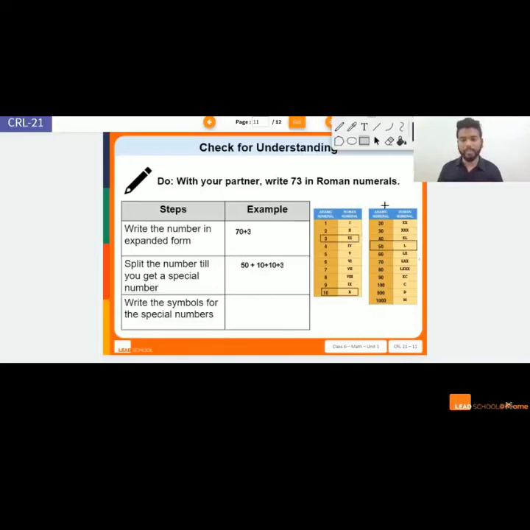Great. Now, my next job is to write this Arabic numeral in the Roman numeral method. For 50, I will find my symbol, that is L. For 10, my symbol is X. For another 10, my symbol is X. For 3, my symbol is 3 I's. So 73 will be written as LXXIII. This is how I will write 73.